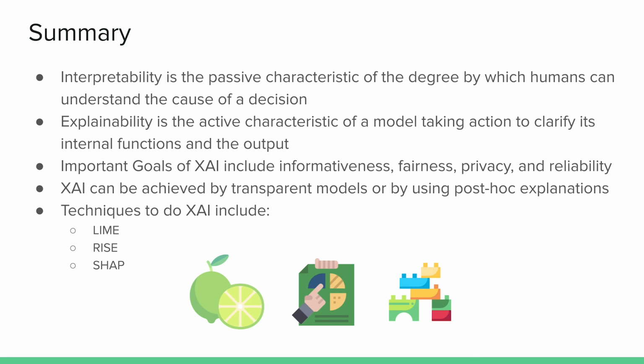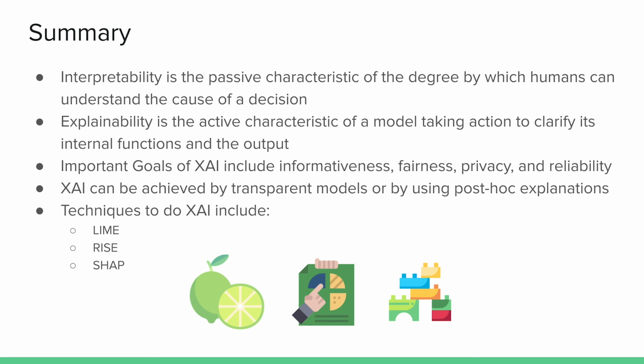Summing up today's lecture. Interpretability is the passive characteristic of the degree by which humans can understand the course of a decision that a machine learning model took, whereas explainability is the active characteristic of a model taking some action to clarify its internal functions and the output. The most important goals of explainable AI include informativeness, fairness, privacy, and reliability. And you remember also there are some other goals, but those are, I think, the most important ones.